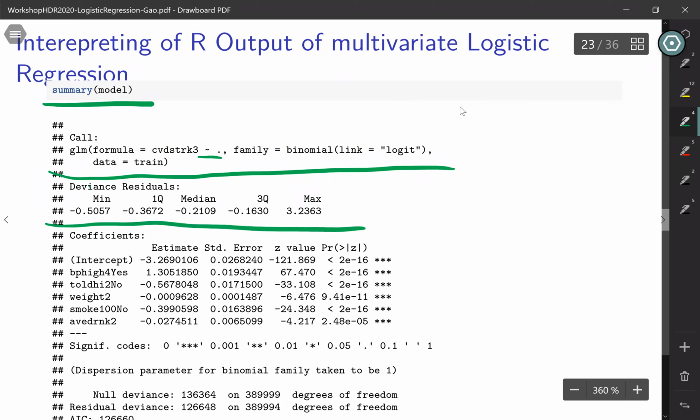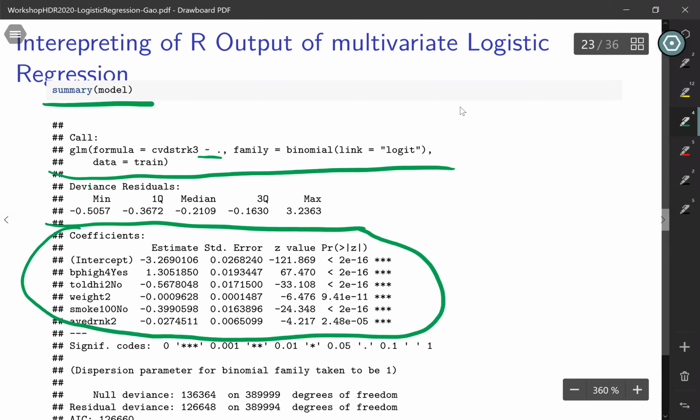Usually this part is useful to check the goodness of fit of the model. Here I'm not going to go into the details, but we can talk a little bit later.